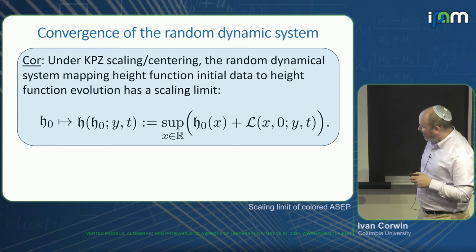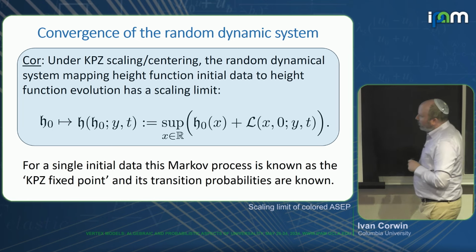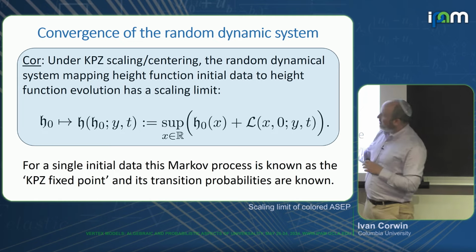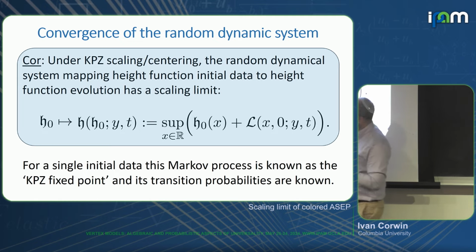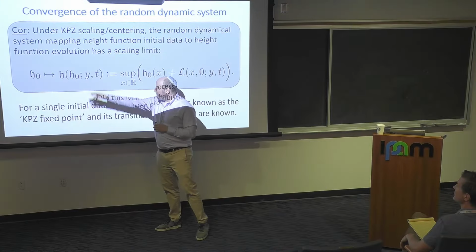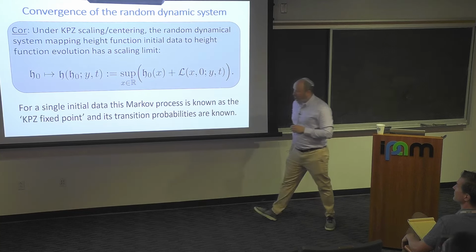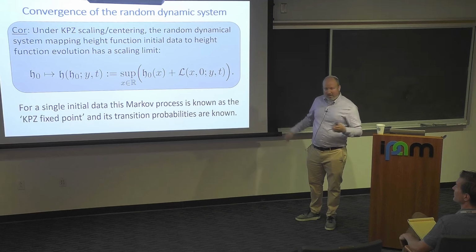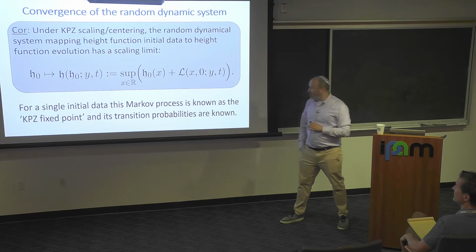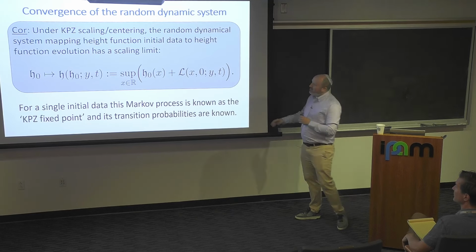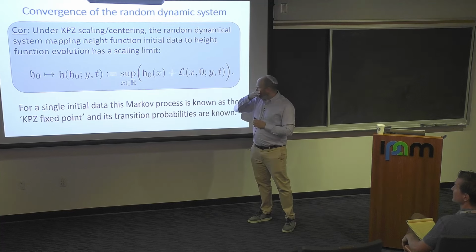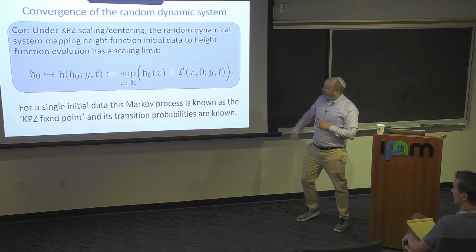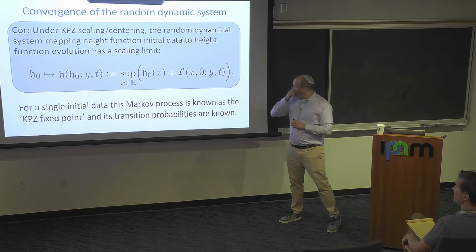Now I should say that if you look at this for just a single initial data and you look at the law of this object at some fixed time t, then this is exactly what Daniel was talking about, the KPZ fixed point. So they have formulas that describe this object in terms of Fredholm determinants, transition probabilities, and in fact this implies that these formulas also apply in the case of any model that converges to this type of object.